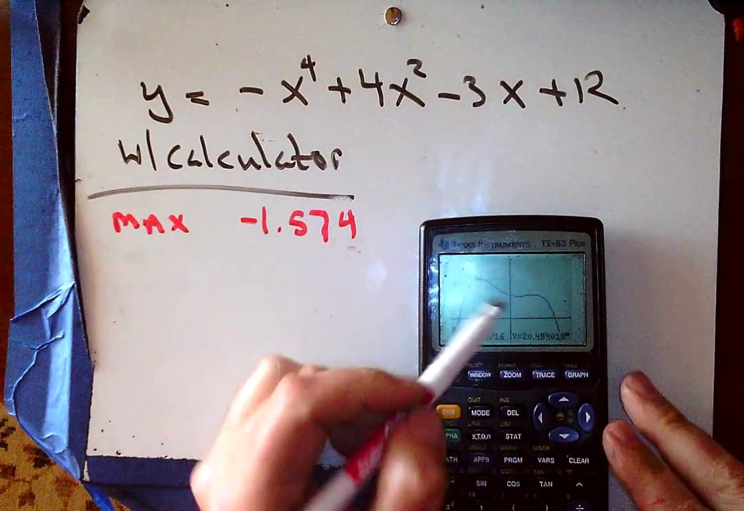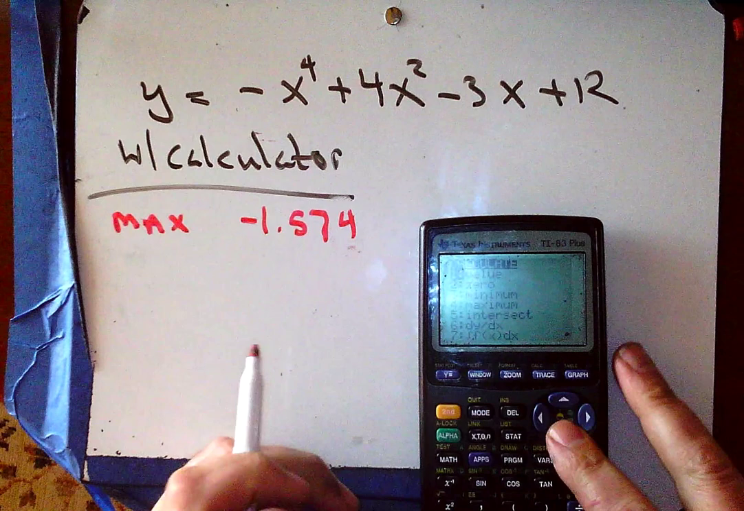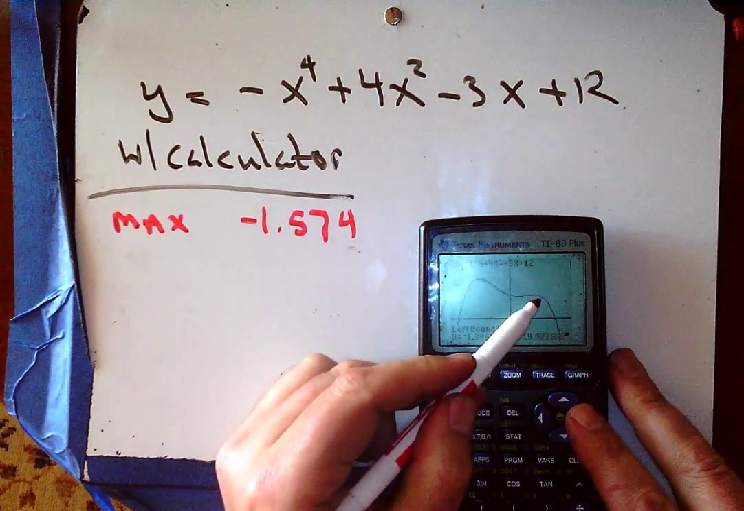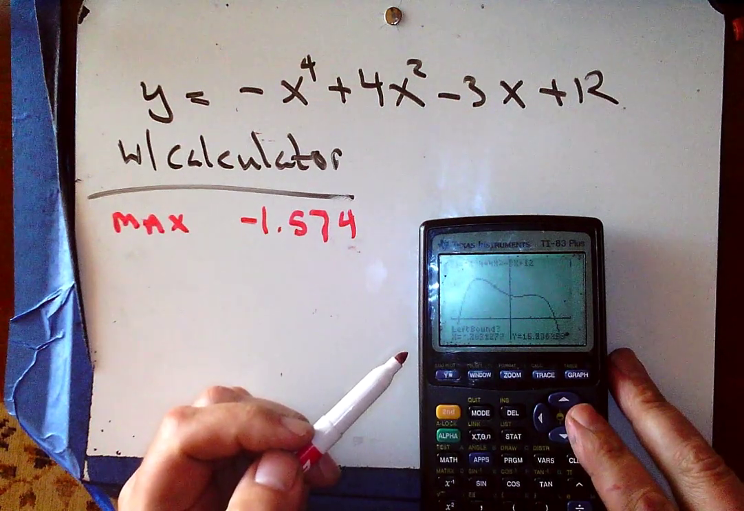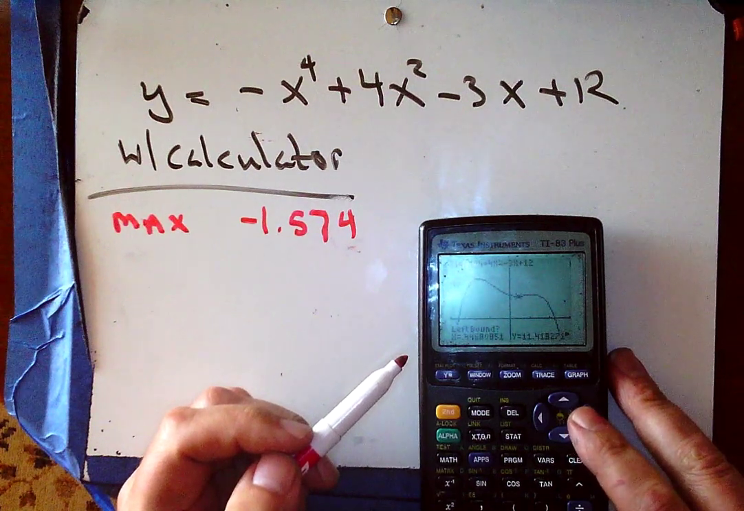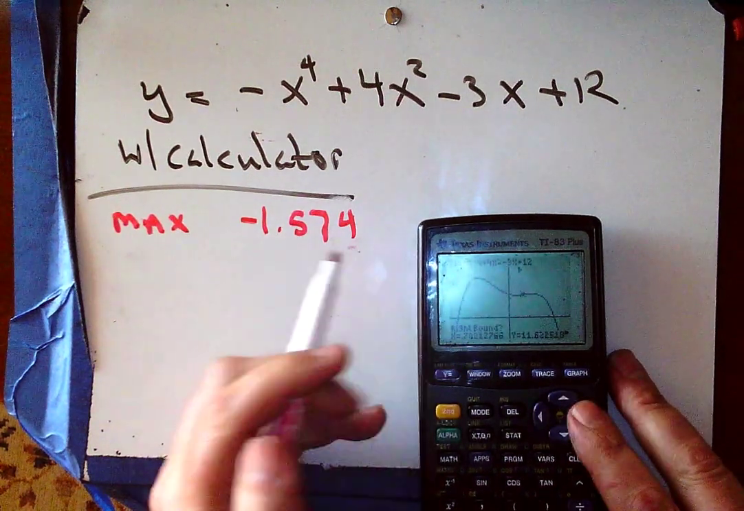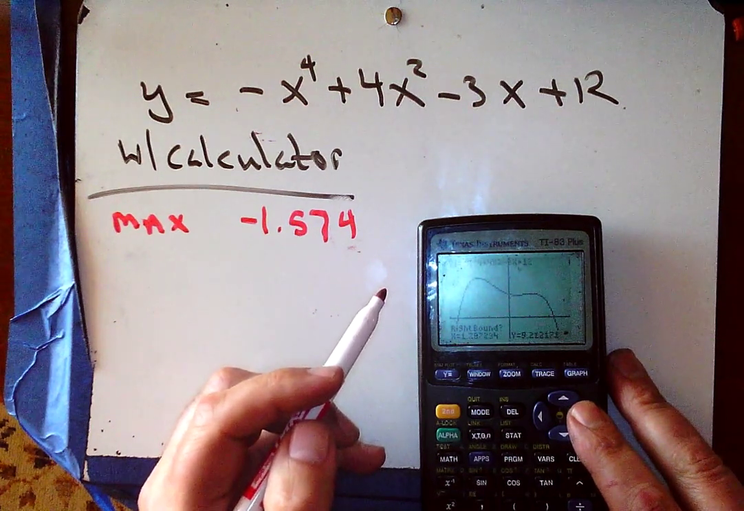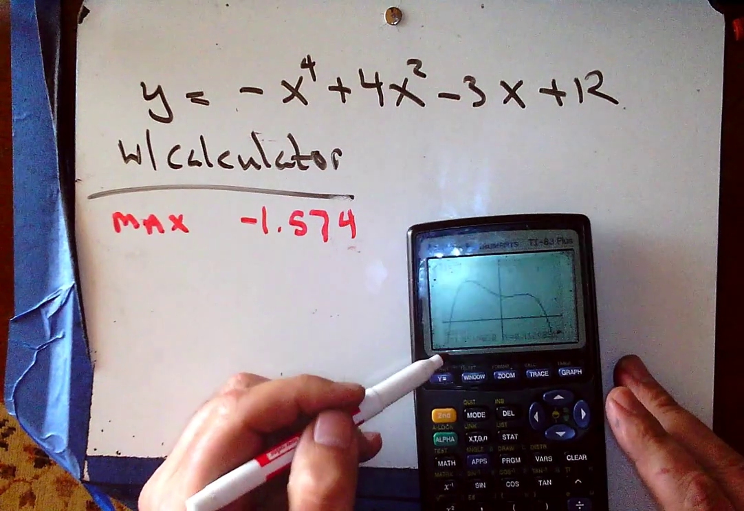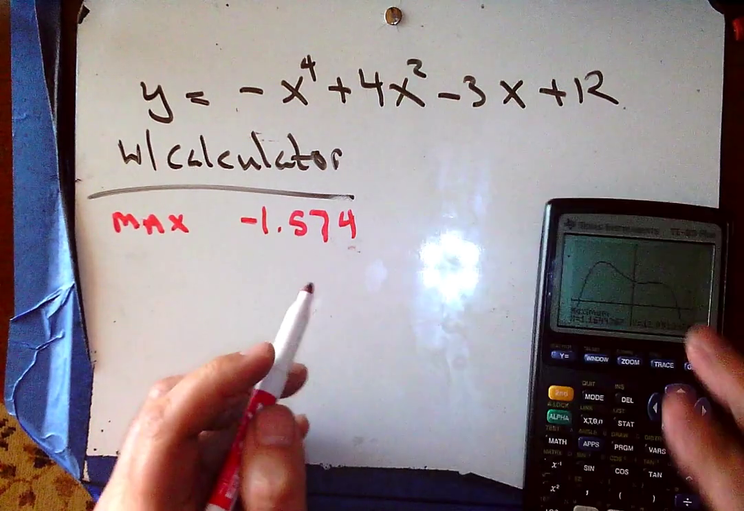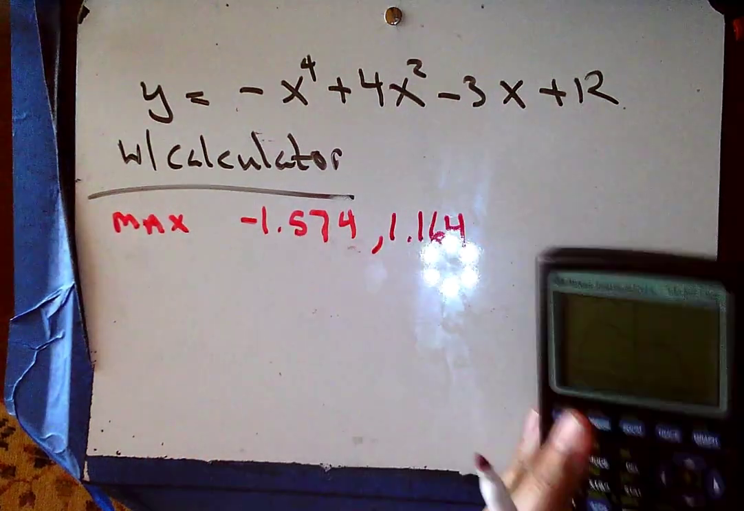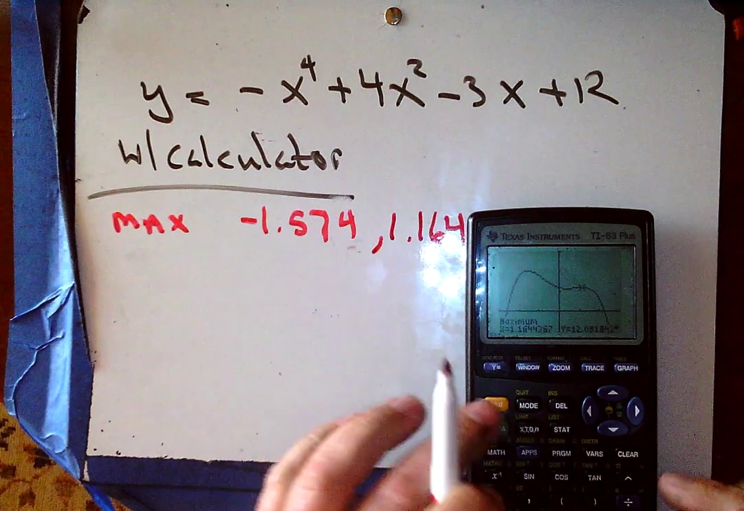And there's the second max over here that I need to find. Second, calculate max. I want to be to the left side of that maximum. So I'm going there. And now I want to go to the right side of that maximum. So I want to be here, no guess, and I get 1.164.